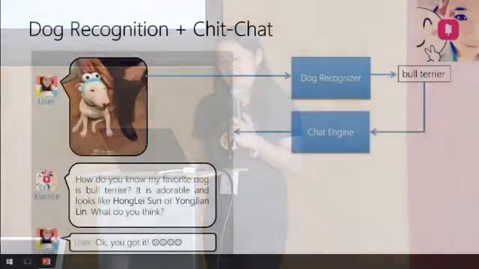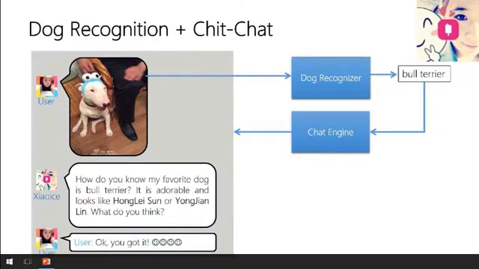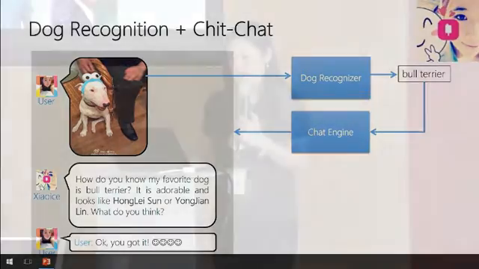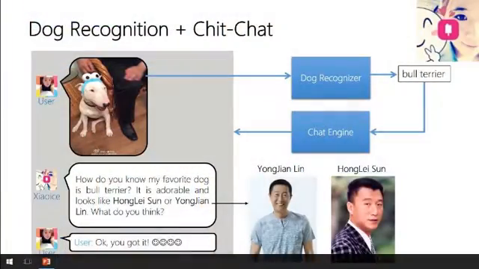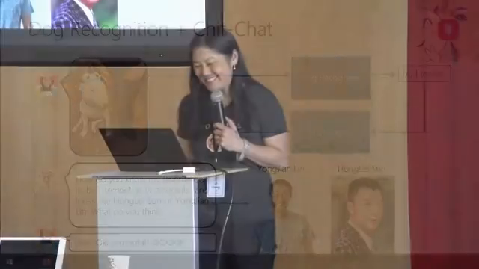Yeah, so basically the picture goes to the dog recognizer, it knows that it's a bull terrier, but then we feed it back into the chat engine and she can say things that are more interesting for people. He kind of does look like that dog, I guess.